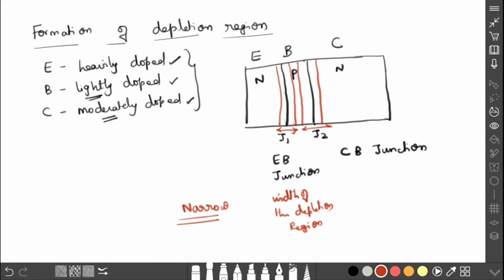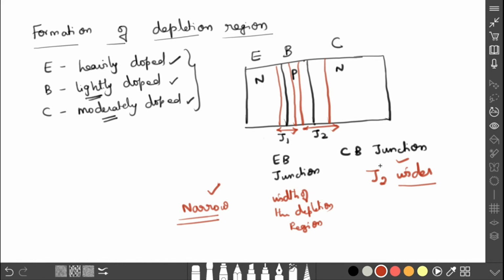I can once again draw this for comparison. Comparing J1 and J2, J1 is narrower and J2 is wider. Why? Because of the different doping levels, that is what you have to understand. Due to the different doping levels, the widths of J1 and J2 differ. J1 will always be narrower and J2 will always be wider. The size of the collector-base depletion region will be bigger than that of the EB junction. So we can say: narrow emitter-base depletion layer and wider collector-base depletion layer. These are the two points you have to remember in the case of a BJT.